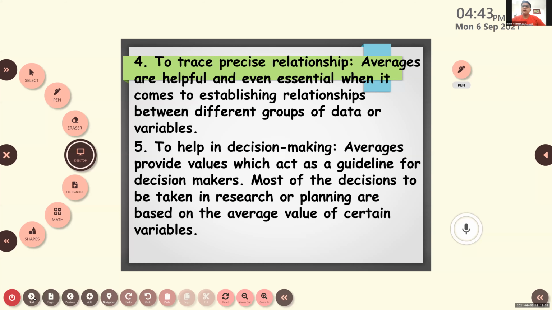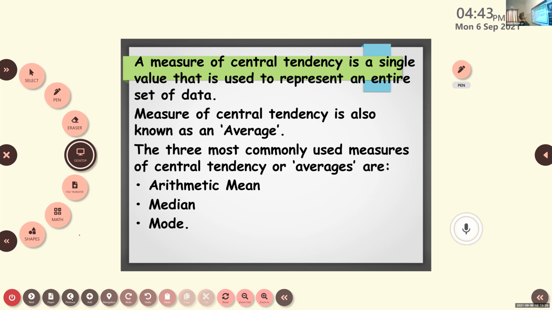Discussion and set of data. Okay, what is that measure of central tendency? What do you mean by that? Ma'am, it's checking that average, and then instead of comparing with all the numbers, just finding the average and comparing both the averages. Okay, one advantage is that we get one single value that represents the entire set of data. Okay, then we told that it is also known as average.